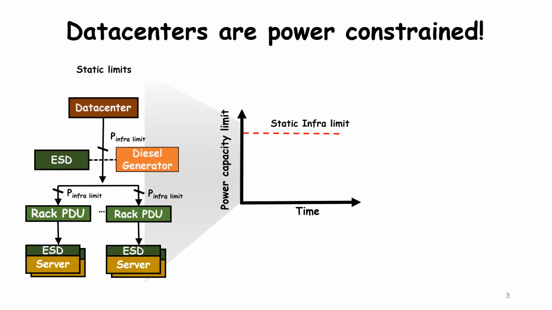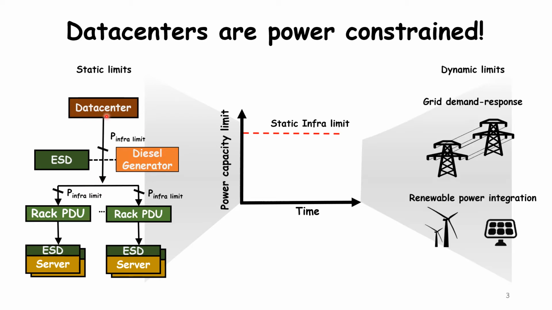Data centers are constrained in their power capacity. For example, data centers typically right size or oversubscribe their power infrastructure for cost benefit. This imposes a static power capacity limit. In addition, data centers can participate in demand response with the power grid for cost benefits or integrate renewable power supply sources for carbon benefits. Therefore, in addition to the static limit imposed by the physical infrastructure, there could be a dynamic power capacity limit in a data center.